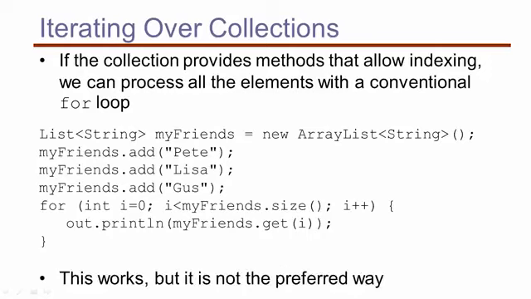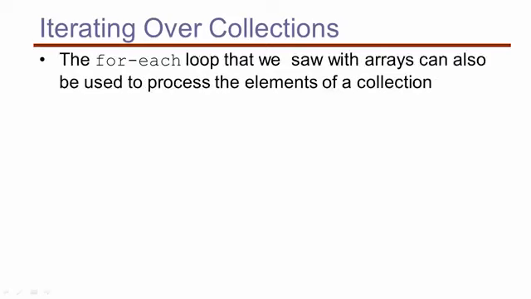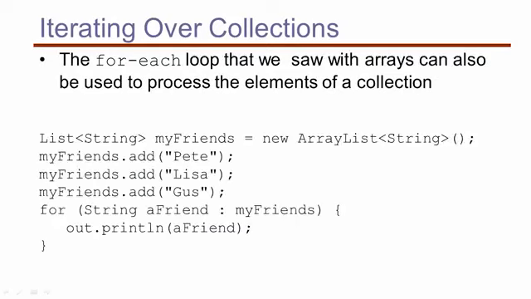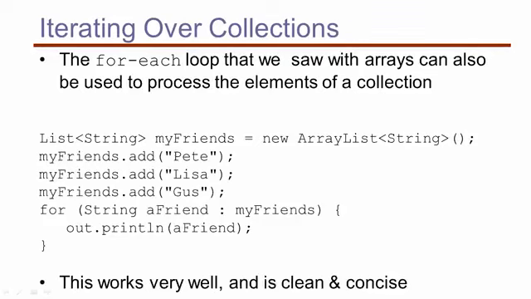Now this does work, but it is not the preferred way. In fact, this style of programming can be very poor for large linked lists, since each get operation must walk the linked list all the way from the first element. A much easier way to iterate over a collection is to use the for each loop. This is the same for each loop that we saw for traversing an array, and it works in an identical manner. This is very clean and concise, and it is recommended to be used when possible.